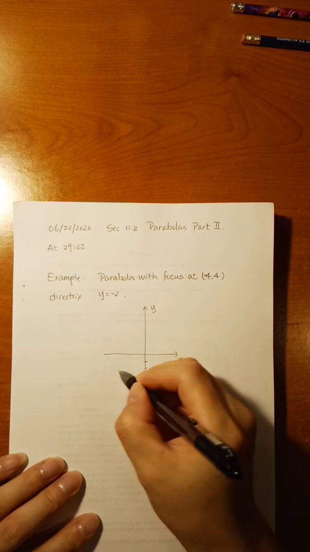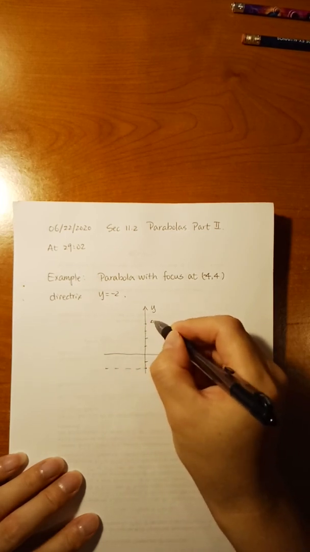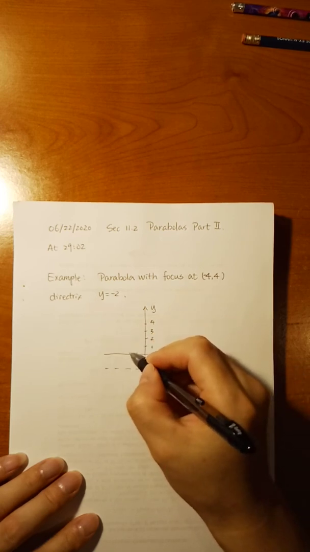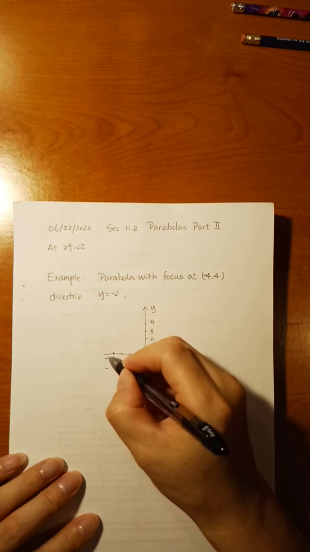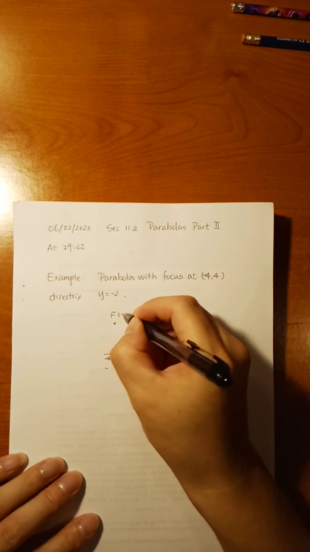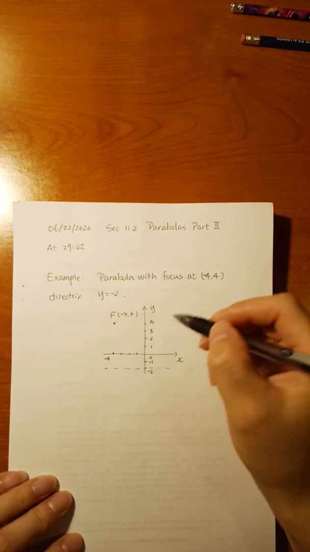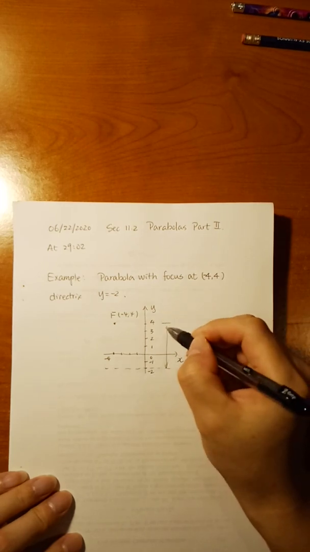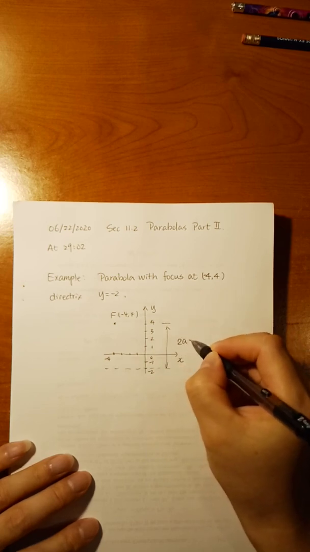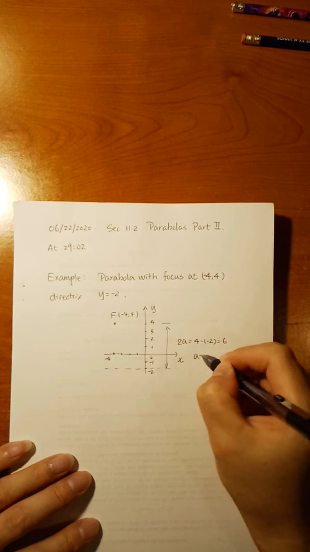And 1, 2, this is negative 2. 1, 2, 3, 4, this is 4. 0, negative 1, negative 2. 1, 2, 3, 4, this is negative 4. And this is the focus, negative 4, 4. Okay, and now let's check the geometry. The distance between the focus and the directrix is 2a. So 2a is 4 minus negative 2, which is 6, so a is 3.